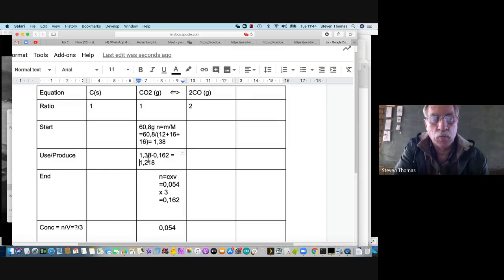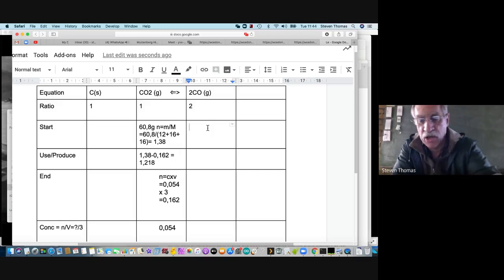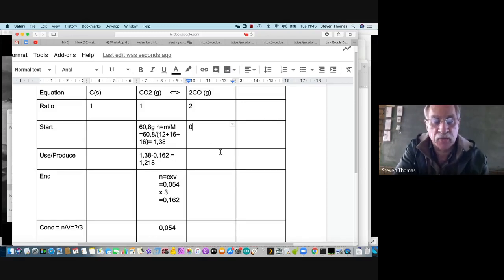So, who can tell me how much CO we had to start off with? It's like, how many waffles did we have to start off with? 0. So we always start off with 0 product.